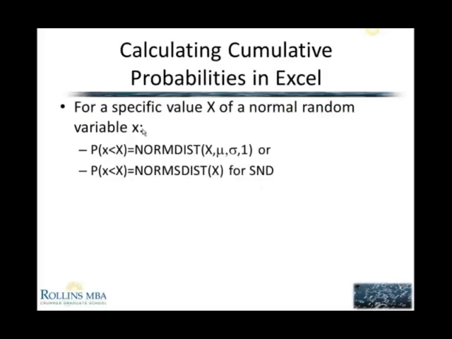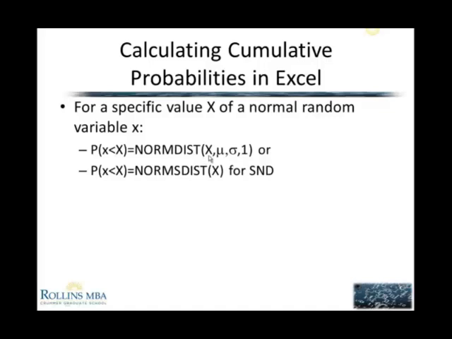Okay, let's take a look at calculating probabilities, cumulative probabilities in Excel for a normal distribution. For a specific value x of a normal random variable, if I know x and I know the mean and standard deviation of that distribution, the cumulative probability, that is the probability of being at or below that value of x, can be calculated using this formula in Excel, NORM.DIST for normal distribution.